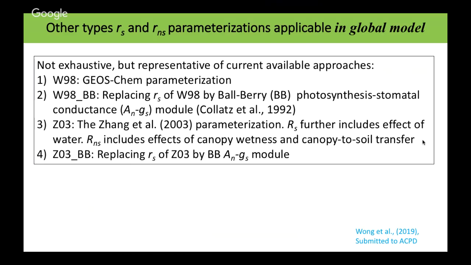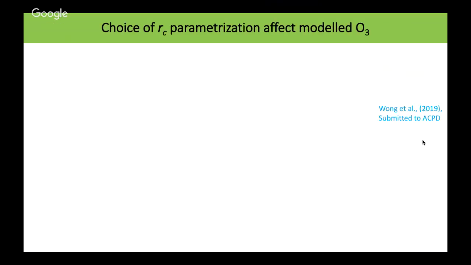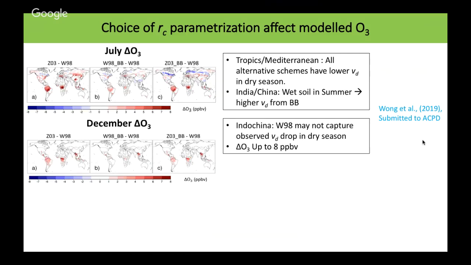And we run these four deposition parameterizations offline for 30 years with MERRA-2 and combine it with one year of GEOS-Chem sensitivity simulation to explore the impact of choice of dry deposition parameterization on model surface ozone. So we found that it does affect model surface ozone, but in what way? Okay, so basically, there are a lot of nuances, but I want you to focus on hydroclimate, where in July, we find that in the tropics and Mediterranean, where a lot of areas are in dry season, the GEOS-Chem parameterization simulates a higher deposition velocity than all other schemes.